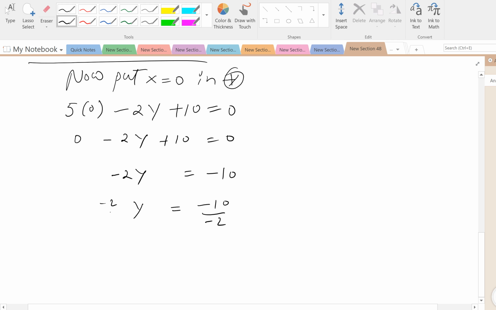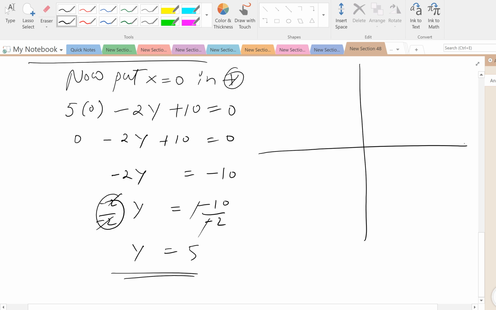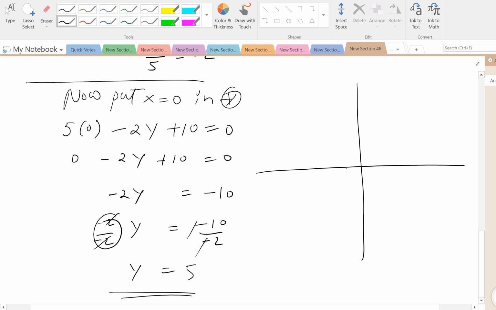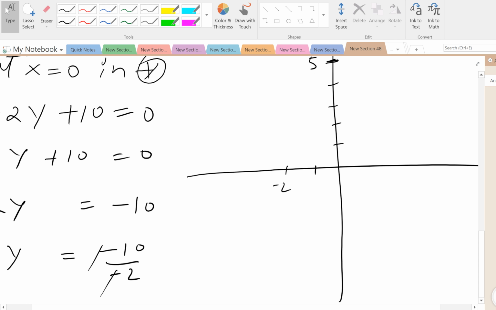If you divide on the left hand side, the minus 2 just cancels out, right? So we are left with y. On the right side, we got negative divided by negative, positive. 10 divided by 2 is 5. So my y-intercept is 5. Now I mark my x-intercept and y-intercept. My x-intercept was minus 2, so I go minus 1, minus 2. The y-intercept is 1, 2, 3, 4, 5. So the line is passing through these 2 points.